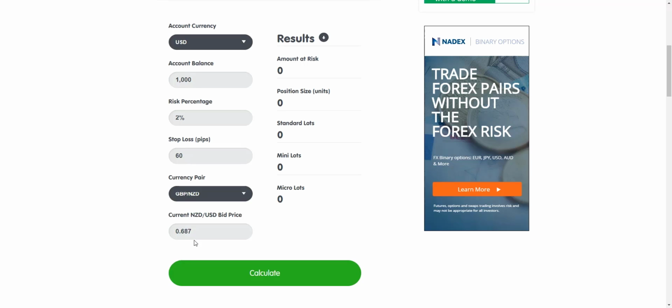So we did this, and then you hit calculate, and what it does here is, for one, it tells you the exact dollar value you'd risk in the trade, which we already know 2% of 1,000 is going to be $20. Then the position size is going to be 4,852 units, or a 0.04. Now I'd round that up to a 0.05, but that's the size position that you trade. A 0.05 lot on a $1,000 account per trade if you're risking 60 pips with this pair.